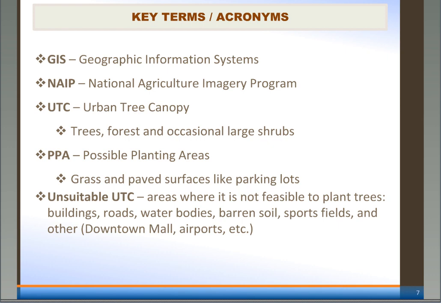A few things that Chris has already introduced: the imagery that was used in Utah, and we've done similar mapping work and used this same type of imagery all across the country. I'll focus on the last two in particular.